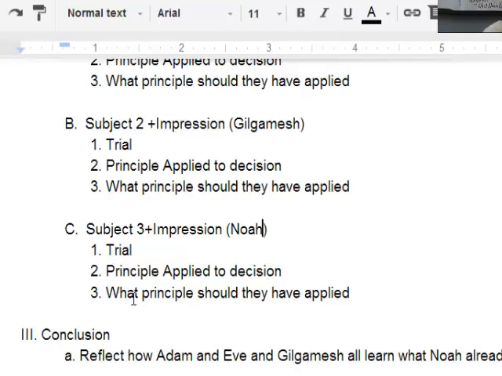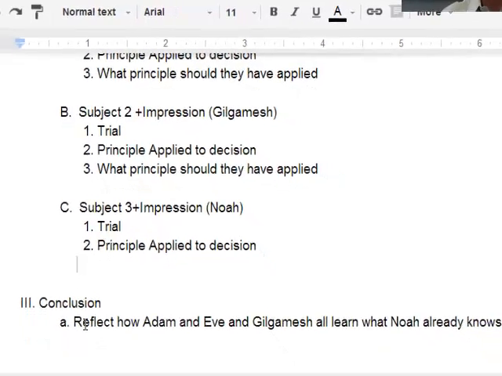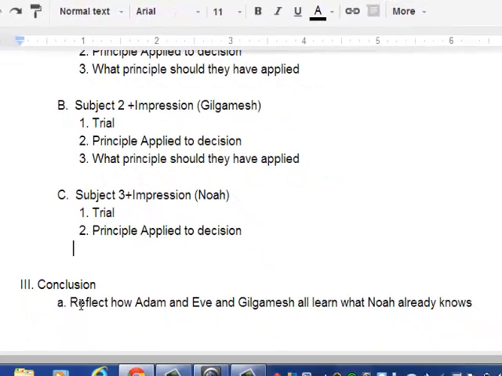Now, one thing I said, what principles should they apply to decision? Now remember, this does not really apply for Noah, because he pretty much understands what the main principle is that he should apply to his particular trial. And I want you to be reflective of that in your paper. And that will lead us to our conclusion, which ties everything together. Conclusion: reflect how Adam and Eve and Gilgamesh all learn what Noah already knows. That is the most important thing.